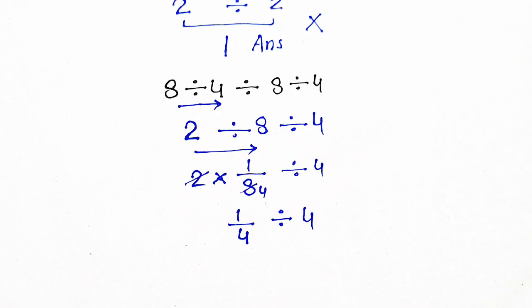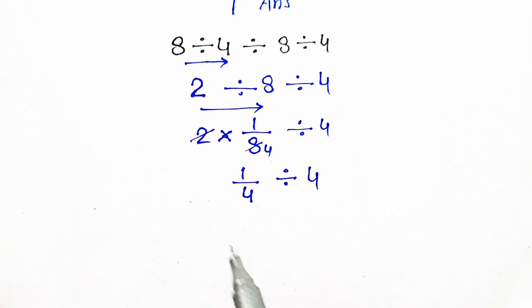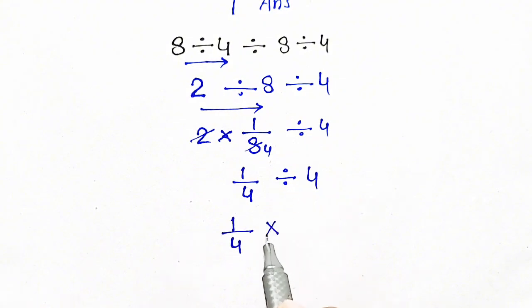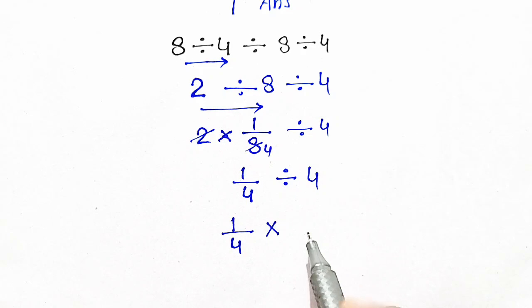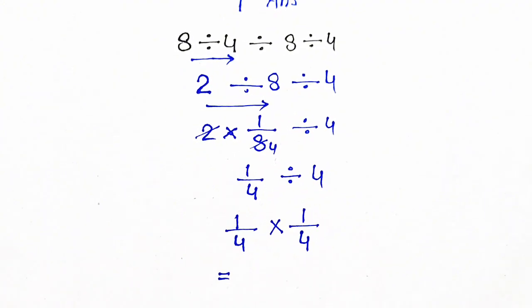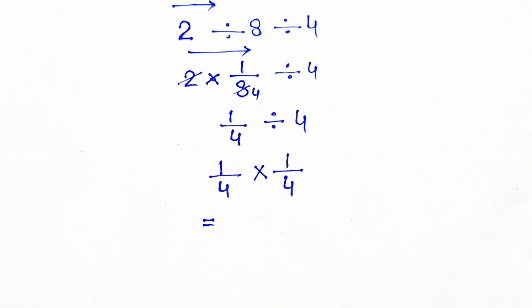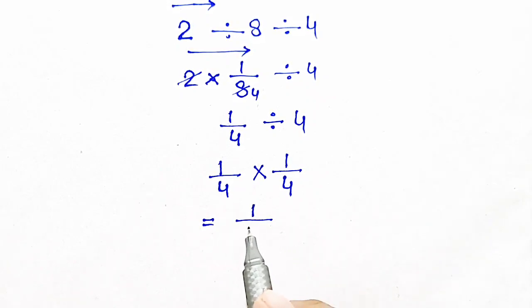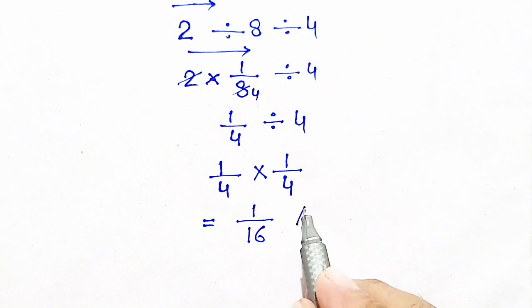Okay, now 1 by 4 will be as it is. Divide is changed into multiplication, and 4 is flipped, so it will become 1 by 4. Now 1 times 1 will be equal to 1, and 4 times 4 will be equal to 16. So 1 by 16 will be our answer.